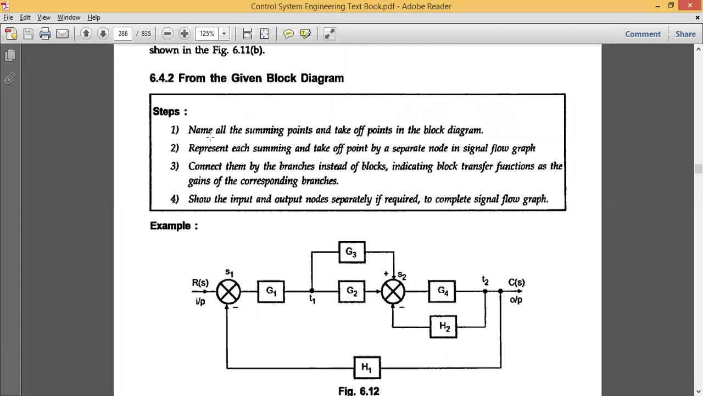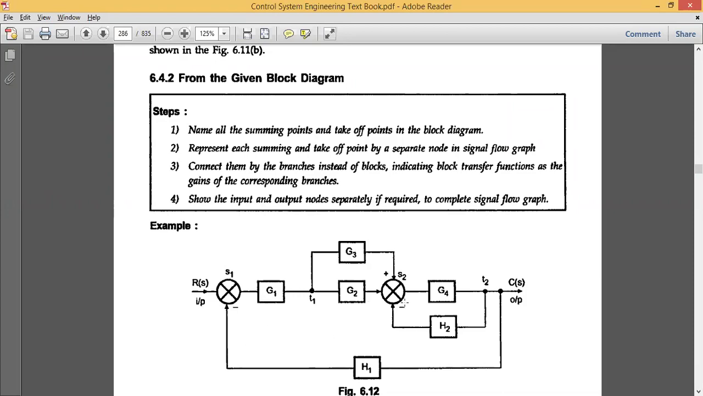The first step is to name all the summing points and takeoff points in the block diagram. Okay, we have done this in our previous video lectures also. We have labeled and given names such as S1 for the summing point and T1 for the takeoff point, and T2 for the second takeoff point.